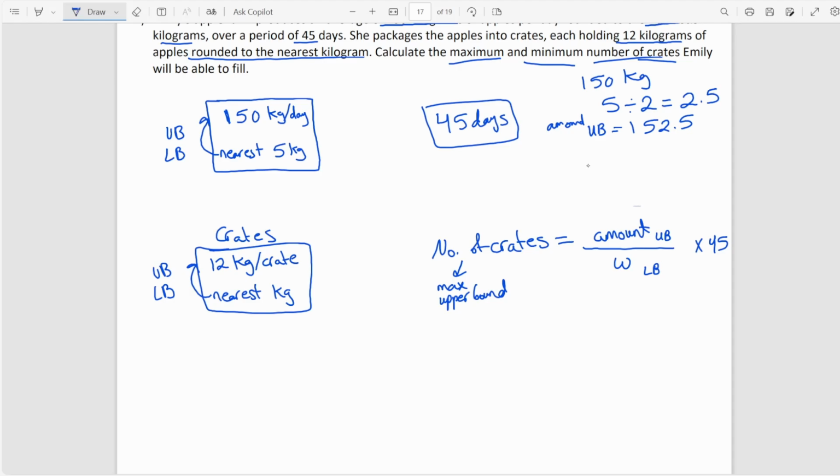As for the crates. Each crate weighs 12 kilograms to the nearest 1 kilogram. So the unit of round is 1, nearest whole number. And this gives us 0.5. And so the upper bound for the weight of the crate is 12.5. But sorry, we don't even want the upper bound right now. We want the lower bound, which is 11.5, okay?